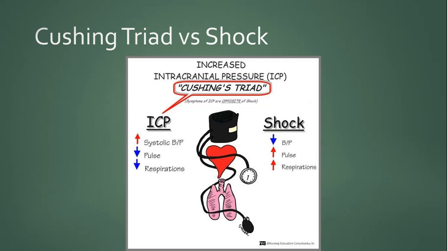So we have to differentiate the Cushing triad from the shock. So in Cushing triad, we know that there will be increased blood pressure, decreased pulse, and decreased respiration. But in shock, the blood pressure will be decreased, pulse will be increased, and respiration will also be increased. So this is the difference between the Cushing triad and shock.